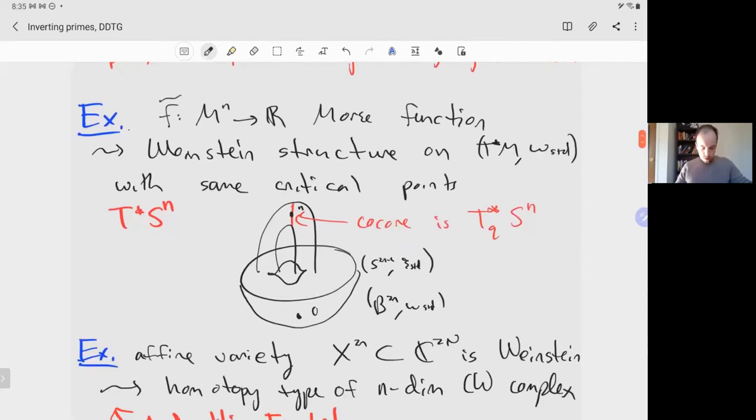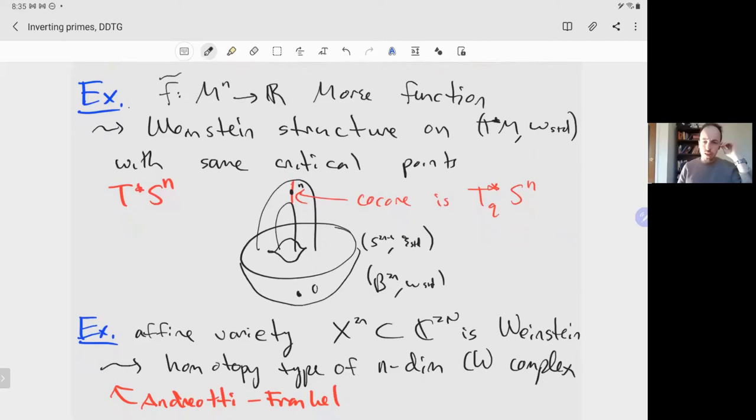And another class of Weinstein domains come from affine varieties. So an affine variety of dimension 2n inside C to the capital N actually has a Weinstein structure with the symplectic form given by the restriction of the symplectic form. And by what I mentioned before, this implies that the homotopy type of X is at most n-dimensional, so it's at most half the dimension of X. And this is precisely the classical Andreotti-Frankel theorem. The discussion I had before was a symplectic way of proving this Andreotti-Frankel theorem. So I wanted to mention that connection as well.